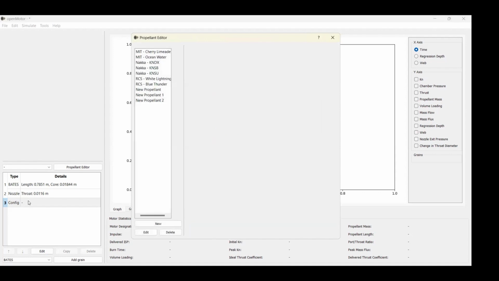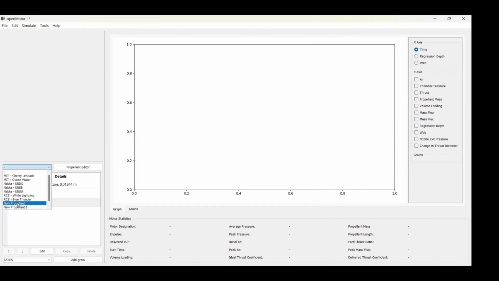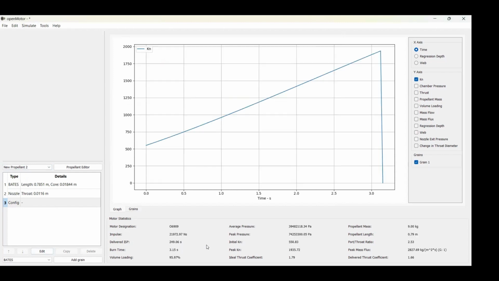We're gonna add the propellant. Scroll down, our new propellant. And then we are going to graph first a time versus Kn graph. And then simulate. Okay, so this is about the same time we got through hand calculations. Hand calculations was 3.19. This is 3.15.